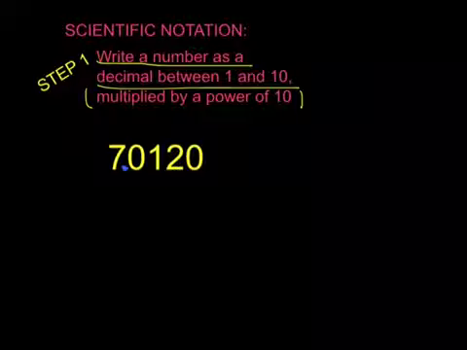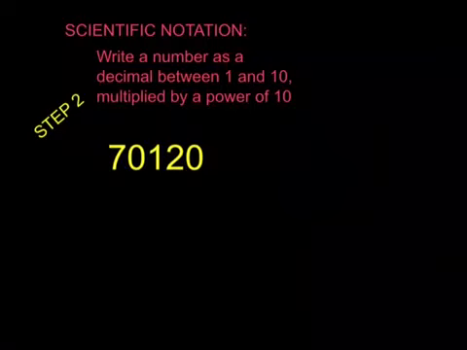We do this only because later on in step 2, we are going to multiply it. So we're going to turn it back into this big number afterwards. But step 1 is learning how to write a number as a decimal between 1 and 10. So step 1 is 70,120 gets changed into 7.012, and you actually don't need to write the zeros at the end.